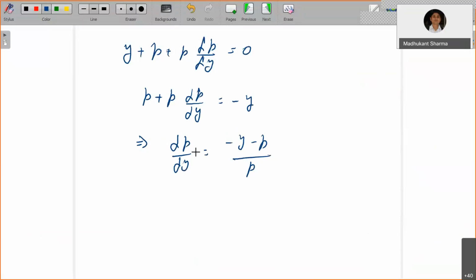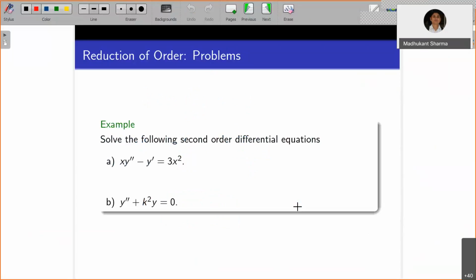Either you apply the exact differential equation method, or you can use the transformation here, p equals some v times y, and then you can solve. So both of these two cases can be handled by reduction of order. Likewise, in the first problem, y is missing.